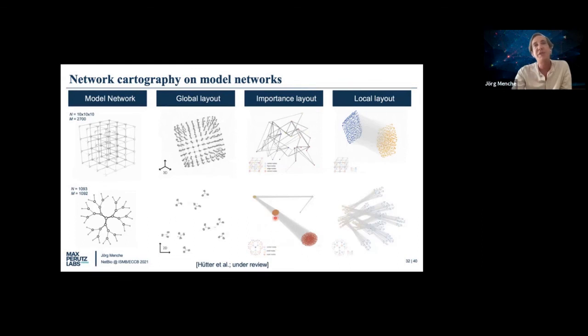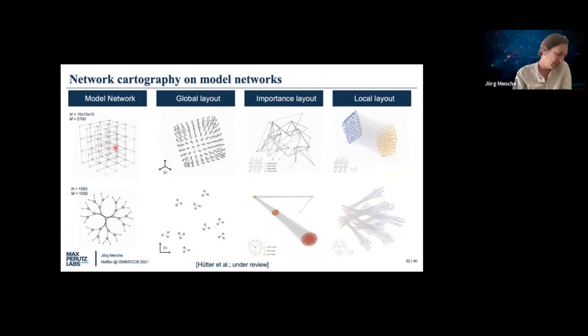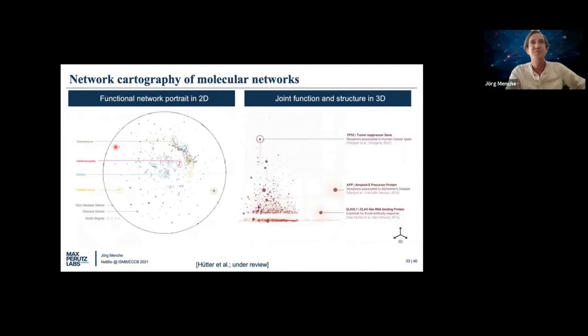So this one here, for instance, shows very clearly the hierarchy in these Cayley trees. This one I liked because it shows that these grid networks are actually bipartite, which I never realized, and I've been working on grids for 15 years. This one very nicely recapitulates the shape that one would also expect from more spring-based layouts, while being considerably faster. So it's a very versatile and powerful framework.